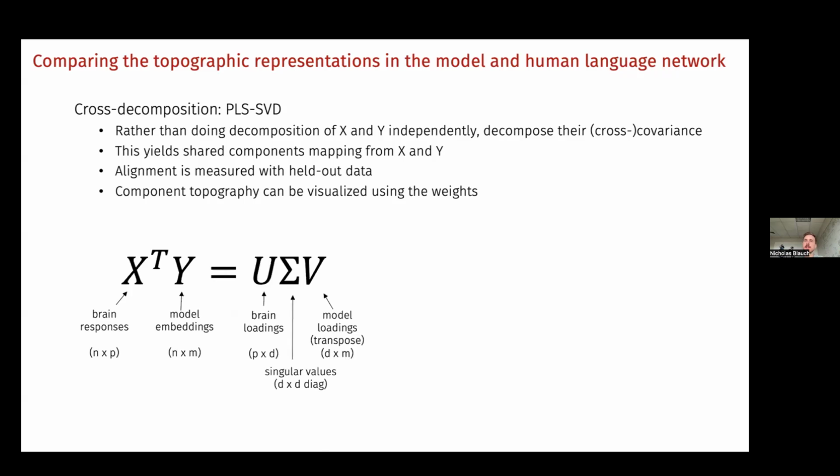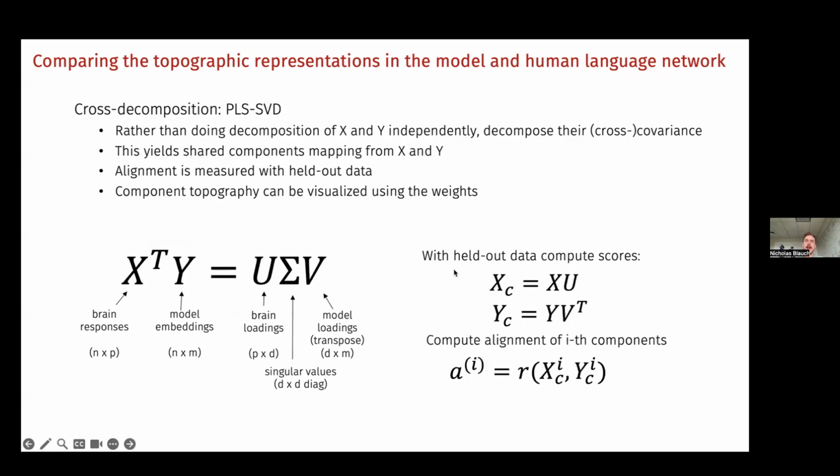So this is what that looks like in terms of math. We've got this X matrix, the brain responses. We do a matrix multiplication with the model embedding. This is our cross covariance matrix, and then we just do an SVD on that. What we end up getting is that the U matrix is the brain loadings, and the V matrix is the model loadings. Then we can compute the scores like this on held out data and check whether those components are aligned.